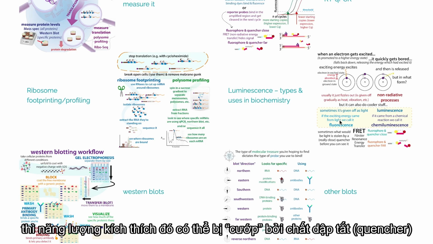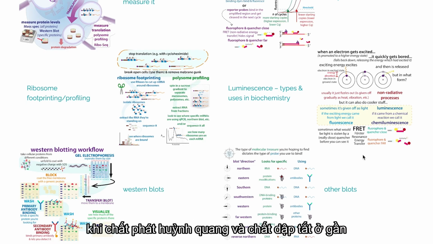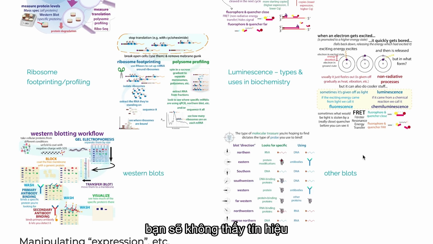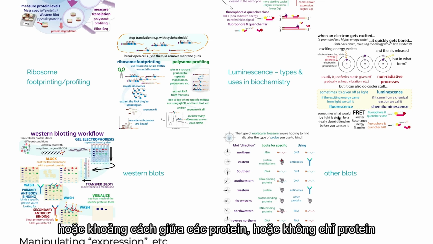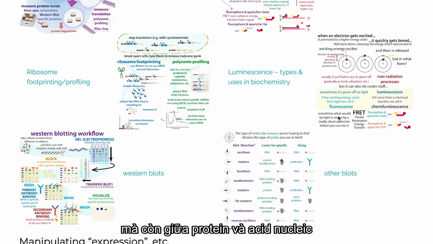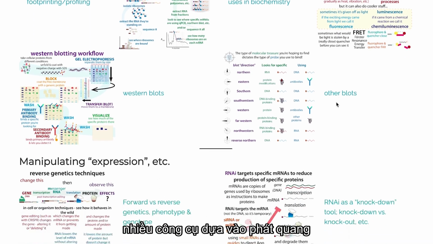There are also times where an electron would normally get excited, but if there's a molecule really close to it, the excitation energy can be stolen by a quencher. And so you can get things like quenched fluorescence, and you can get things like FRET, where when the fluorophore and the quencher are close, you're not going to see a signal, and when they're far apart, you're going to see a signal. And so this can be used to detect whether proteins are interacting, how close proteins are, or not just proteins, but proteins and nucleic acids, various things like this. And so lots of different tools rely on luminescence.